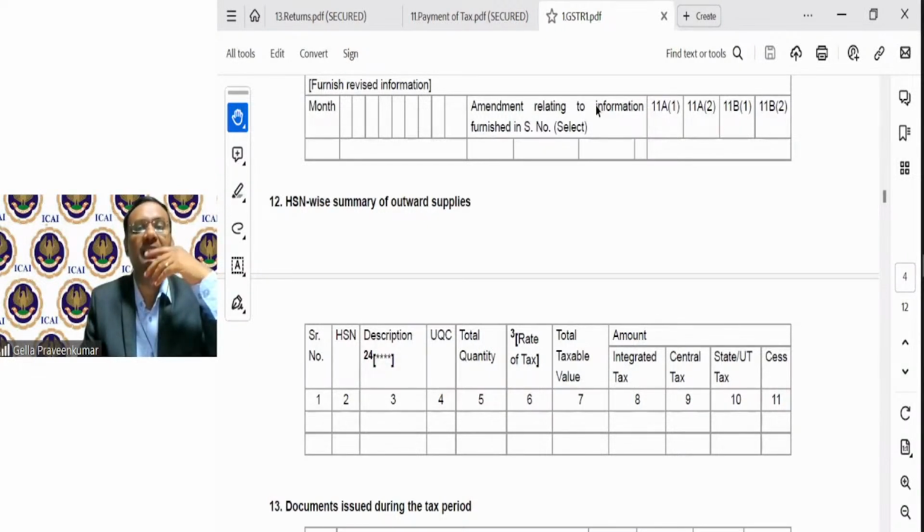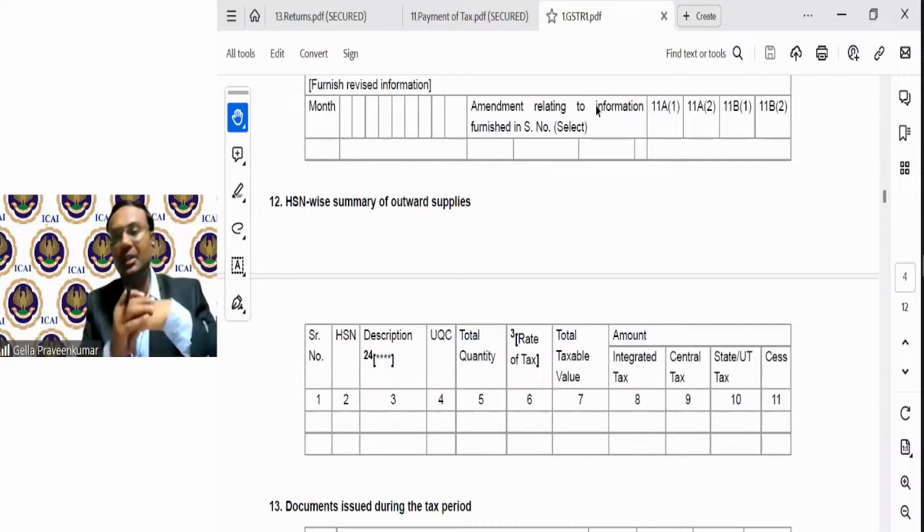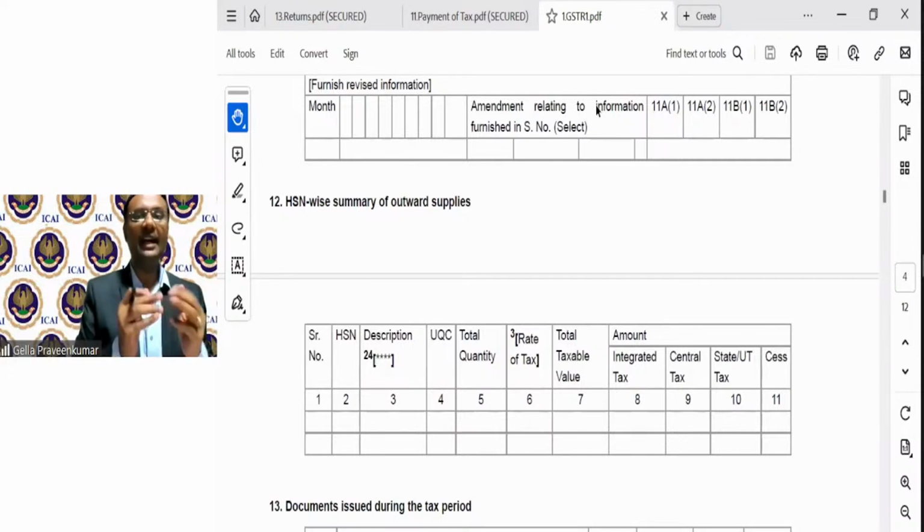Chirag is asking, sir, is table 11 not applicable for goods? Time of supply in relation to goods, advances, I need not pay tax, Chirag. So for that reason, only for services, I fill table number 11. Namrata is asking, what is IFF? Is IFF mandatory? We need to make payment while filing IFF. I'll explain this IFF, Namrata.